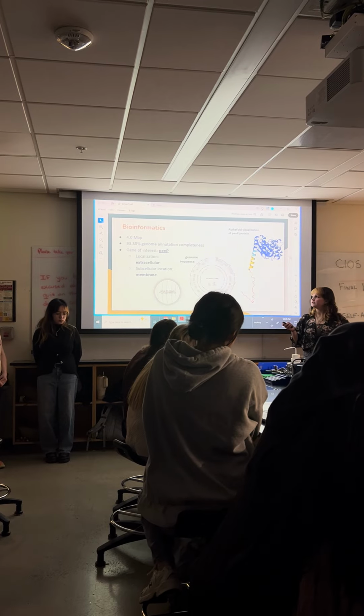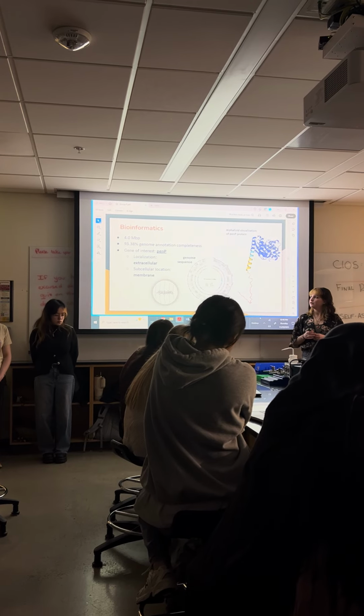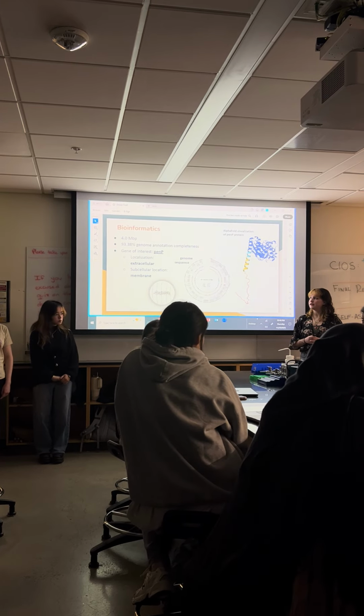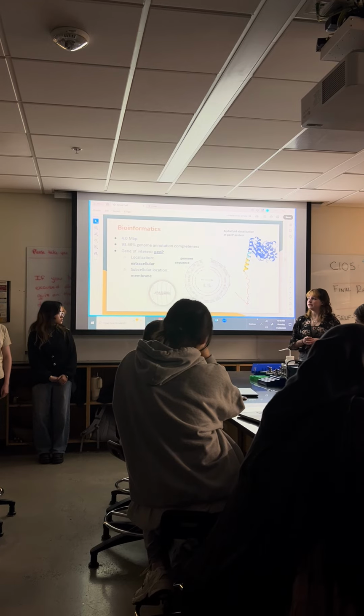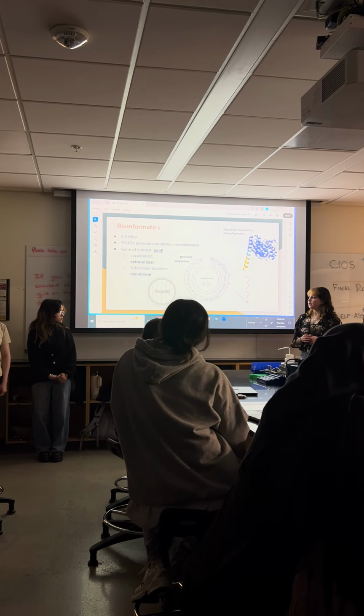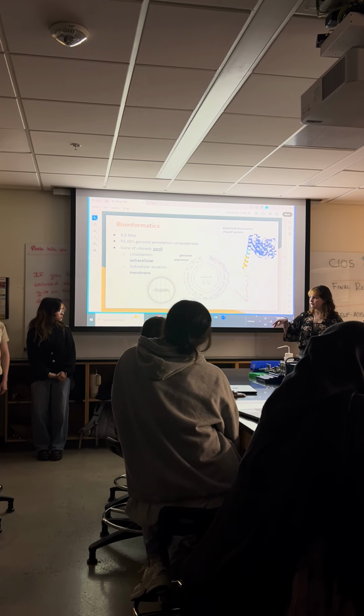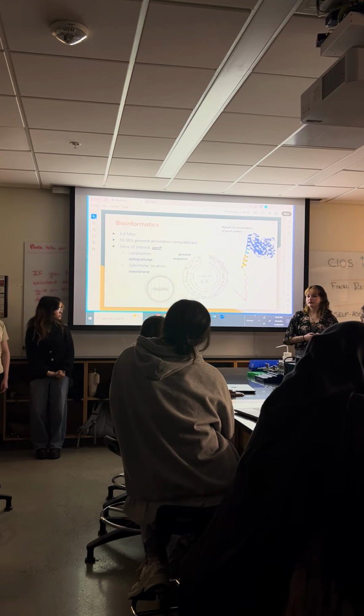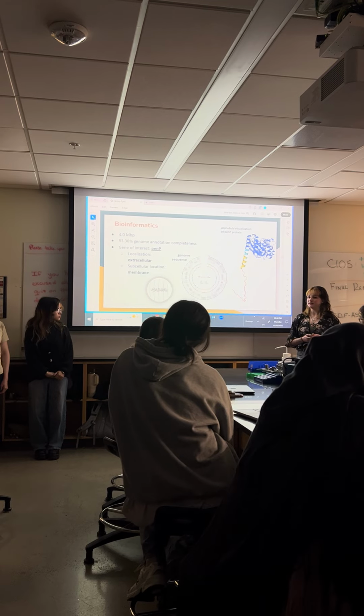So for bioinformatics, the genome sequence showed 4 million base pairs. The annotation was 93.38% complete. And then from the eggNOG, I found a gene of interest called PINP. It encodes for the production of the enzyme penicillinase.